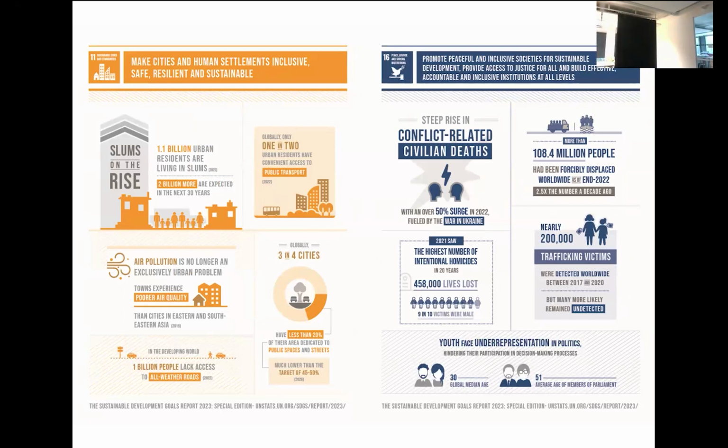Some aspects are very related to conventional definitions of architecture and urbanism. For instance, make cities and human settlements inclusive, safe, resilient, and sustainable. The others, what architecture can do, is not so clear, and I think we should exactly be thinking about what that means. For instance, this one, promote peaceful and inclusive societies for sustainable development. Building accountable and inclusive institutions at all levels.